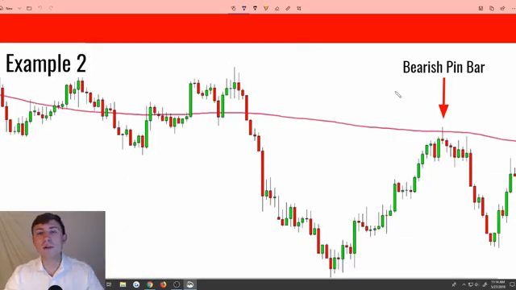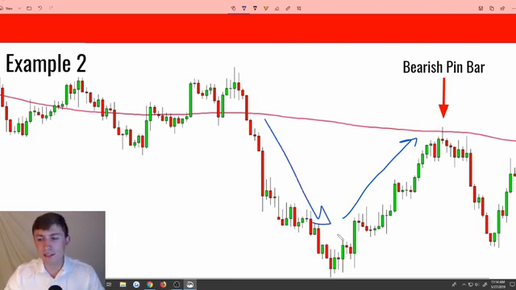Example number 2, we have a really nice example of a bearish pin bar. Again, respecting the overall trend, we have our 200-day moving average here. You can see price moving to the downside, and we had a movement to the upside, right? A reversal or a retrace in this downtrend. Price initially was moving to the downside. We've retraced a little bit, and look what we get here right at this 200-day moving average.